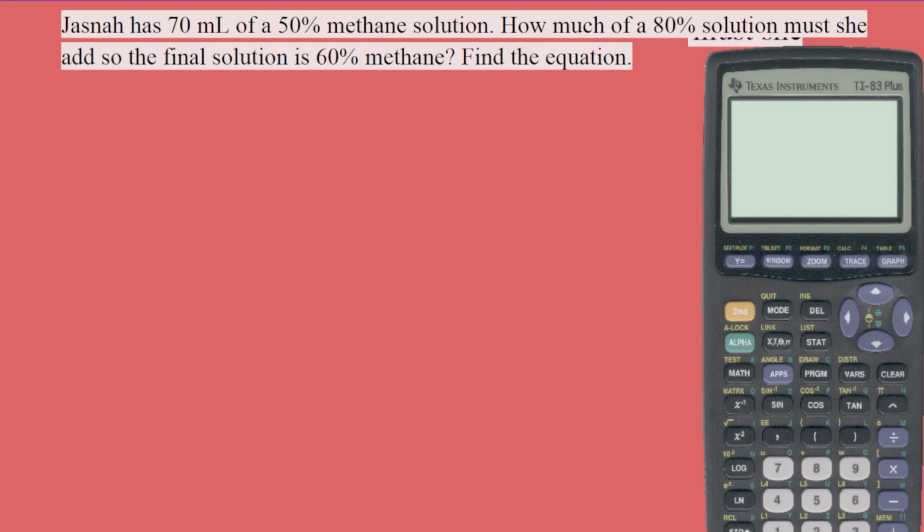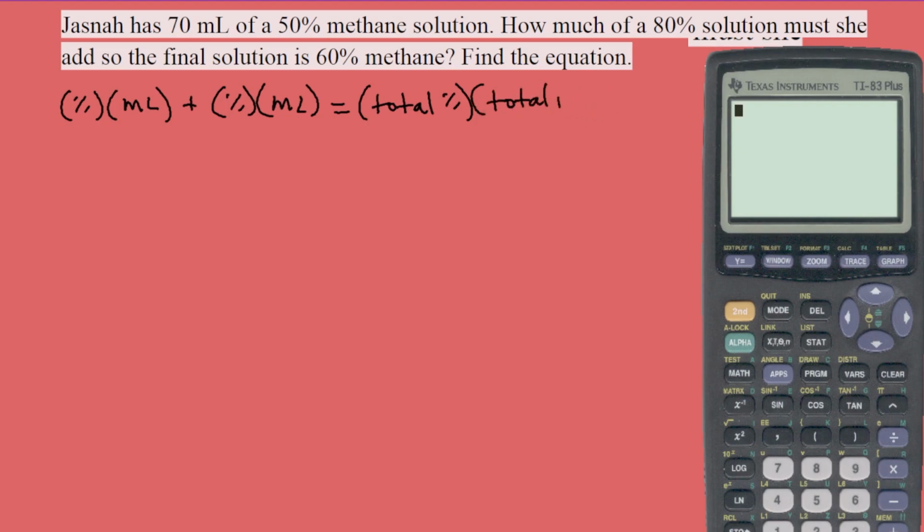So let's do percentage of milliliters. Of means multiply. We're going to add to it another percentage of milliliters. And together this will equal the total percentage times the total milliliters. Now all we have to do is substitute in the values that we know and then solve the equation. So the first part is 70 milliliters of 50% methane.